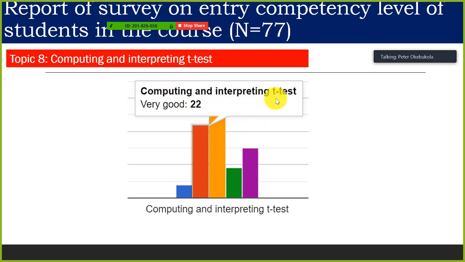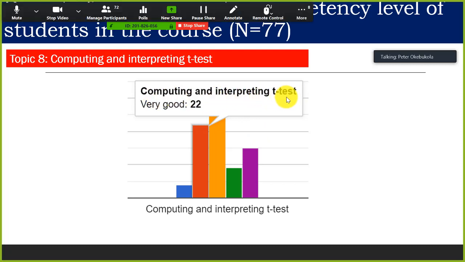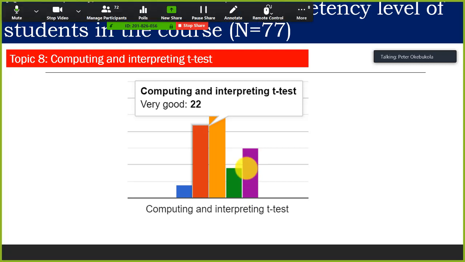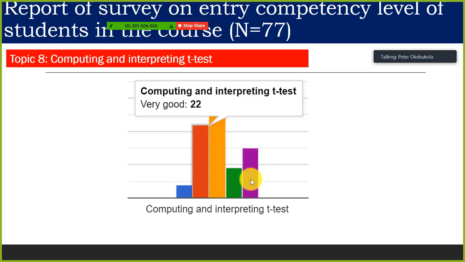So computing and interpreting t-test. Very good is this. So that is not too bad. The yellow orange bar is here. So you can see this purple, that's very poor. It means we should place some emphasis on this. We are moving now into the area of advanced statistics. So you will see how this purple bar keeps popping up.